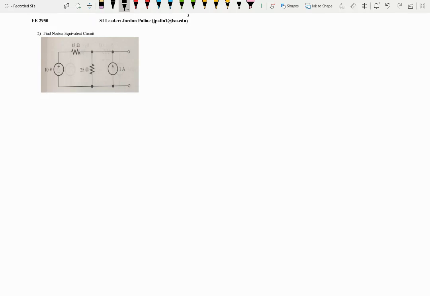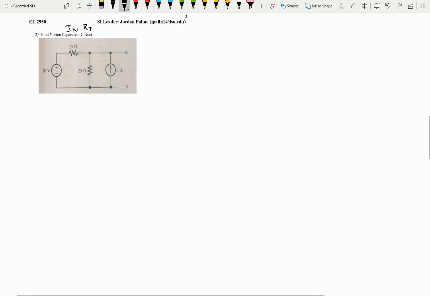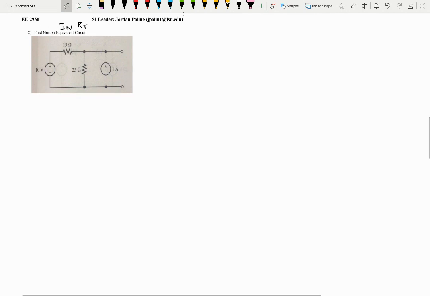Welcome back. So let's look at our second Thevenin and Norton problem. This problem here is asking us to find the Norton equivalent circuit. So we're going to need I Norton and R Thevenin. Zoom in just a little bit there.